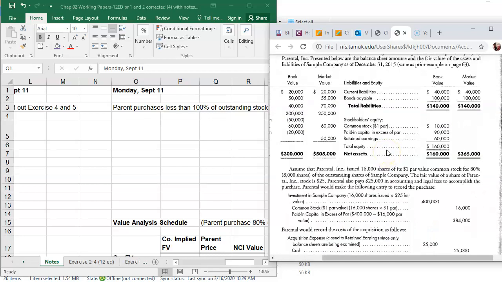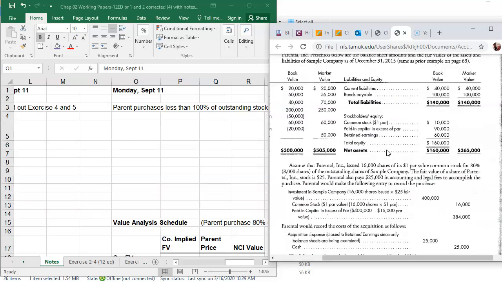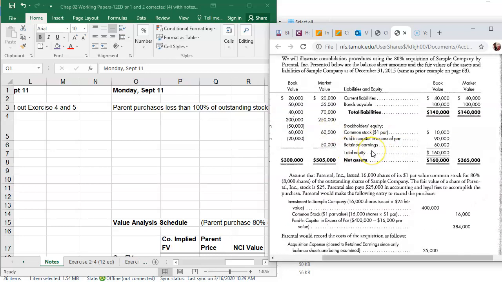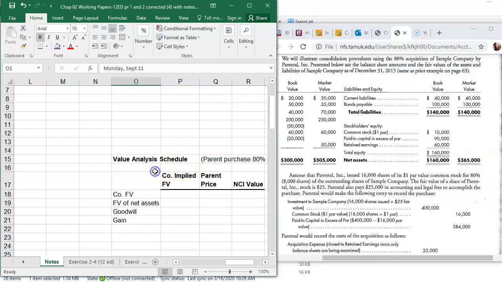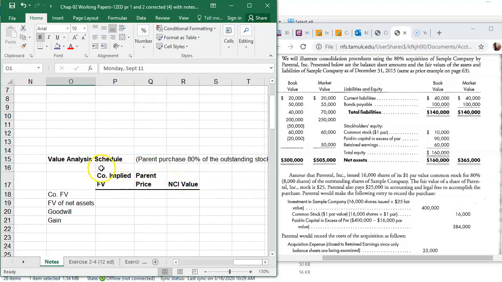All right, now I'm going to start off with the value analysis. This is the balance sheet that we did at the top, and we used it to get net assets. They've already calculated the fair value of the net assets for us right here. So it's the 505 minus the 140 equals the 365. And I guess I don't need all this blank space, so let me go ahead and move this back up.